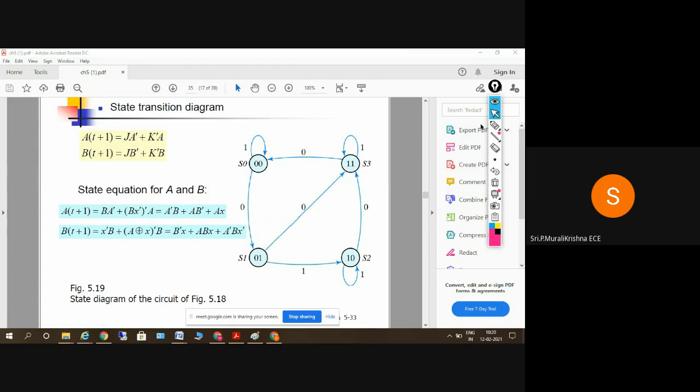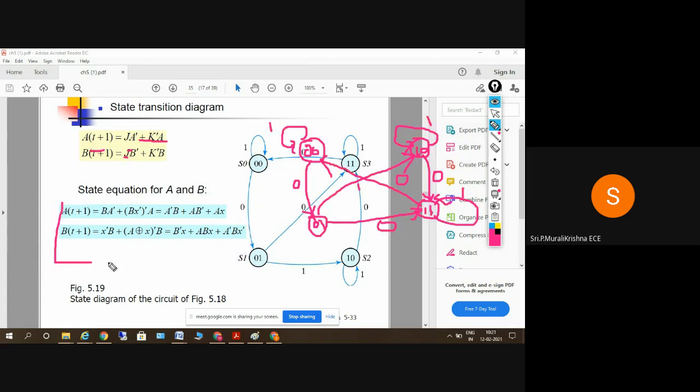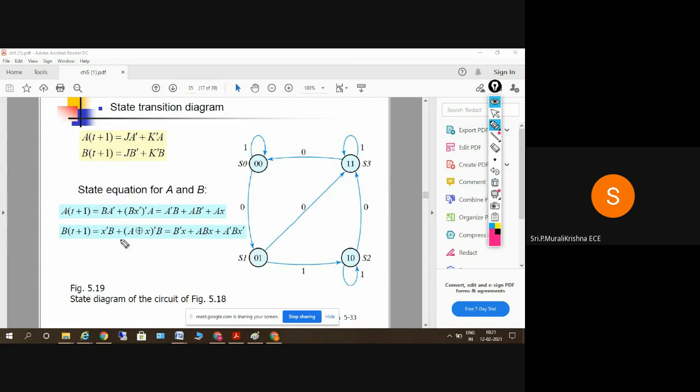Okay, and if I substitute the values like this, a of t plus 1 is equal to this value, so I'll get these equations. We got these equations, right? And b of t plus 1 is this value. There is another method of finding a of t plus 1 and b of t plus 1: substitute the values of a and b into this and we'll get them. The other method, as we have seen, is with the help of flip-flop input equations.